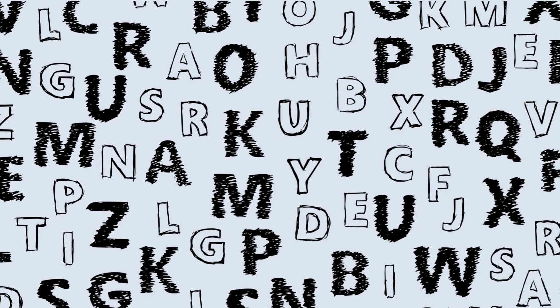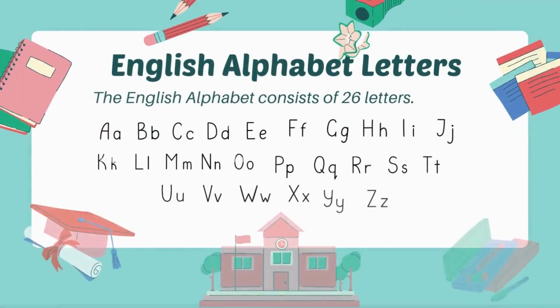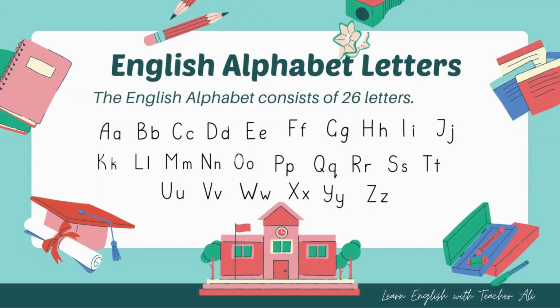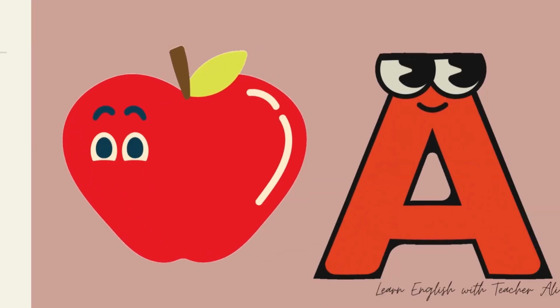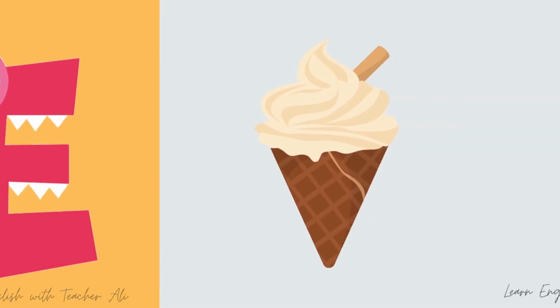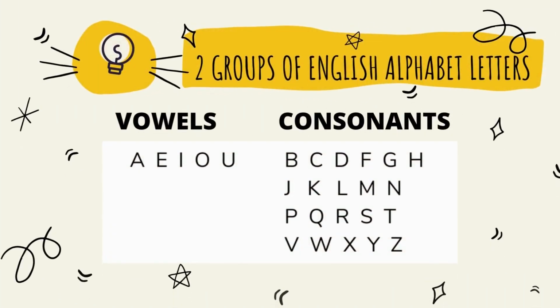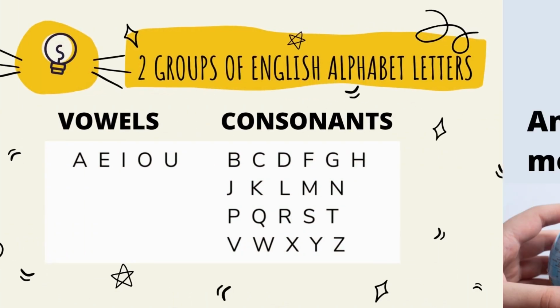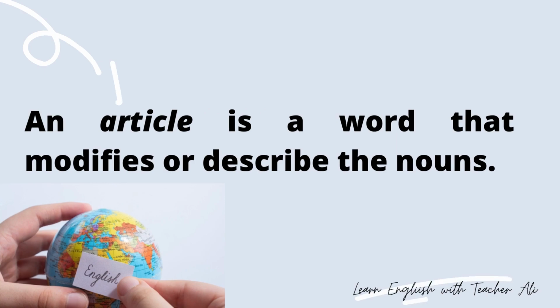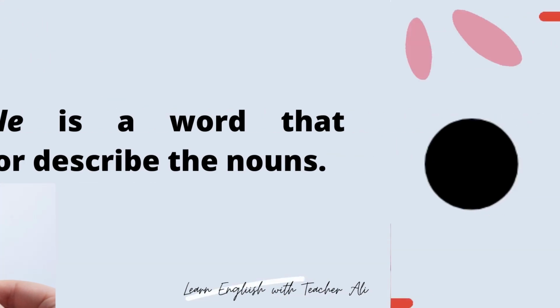English alphabet letters consist of 26 letters. Then it is grouped into two. The vowels, which are A, E, I, O, U, and the rest of the letters is what we so-call the consonant letters. For our topic, we will discuss the article. It is a word that modifies or describes the nouns.